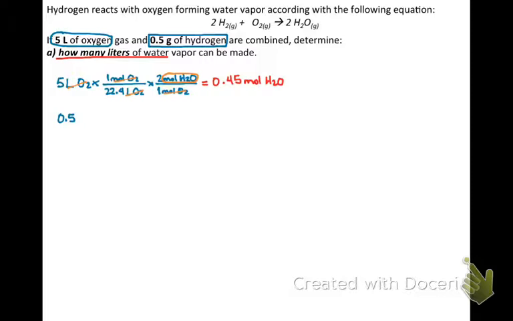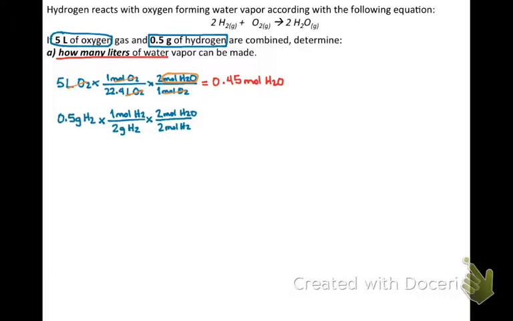Then I will do the same from the 0.5 grams of hydrogen. I will calculate how many moles of water will be produced. So I have 0.5 grams of hydrogen. I use the molar mass to get the moles. Then I use the mole ratio, and here, even when it is the same number, 2 moles of hydrogen and 2 moles of water, it is important for you to write it so you can see what you're doing.